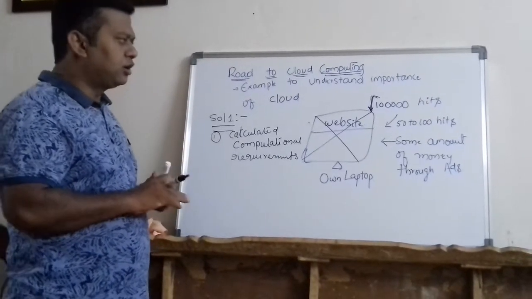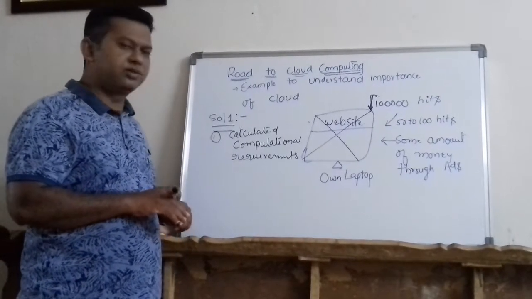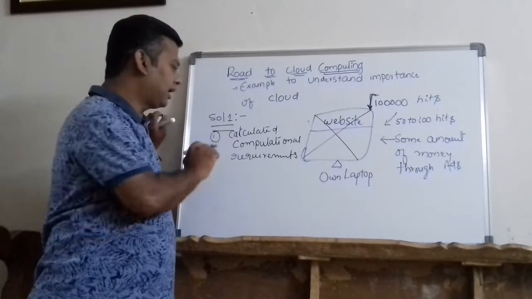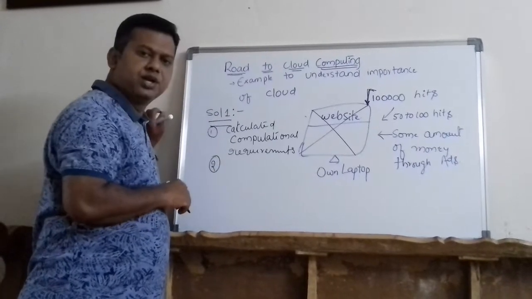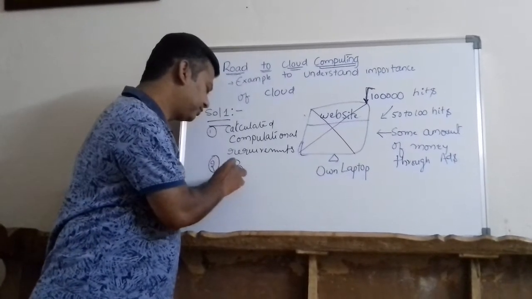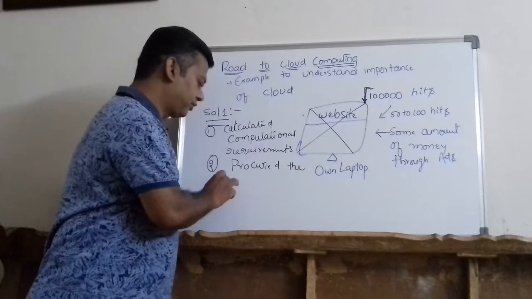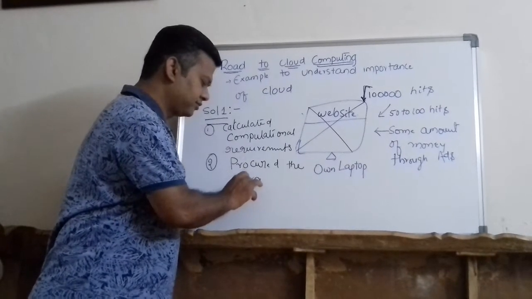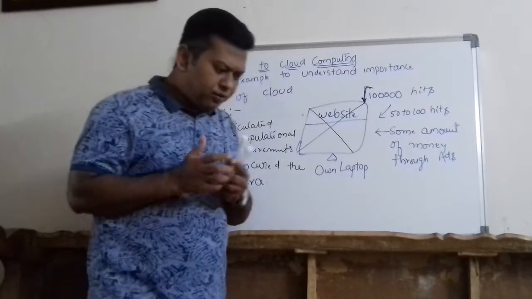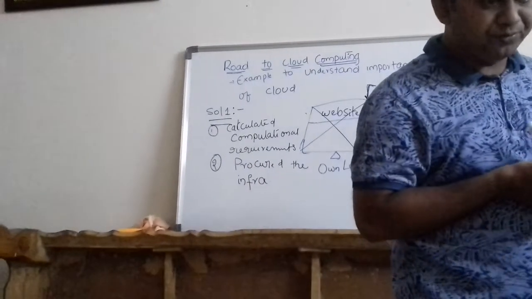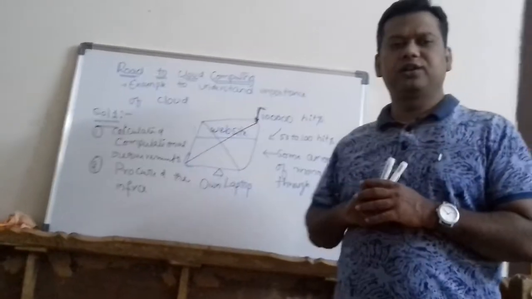To handle 1 lakh hits at a time, how much RAM is needed, how much computing power is needed, how much internet bandwidth is needed, that calculation is done. Second step, he procured the required infrastructure. So the student identified the maximum computational requirement he could expect, and then he procured that infrastructure.